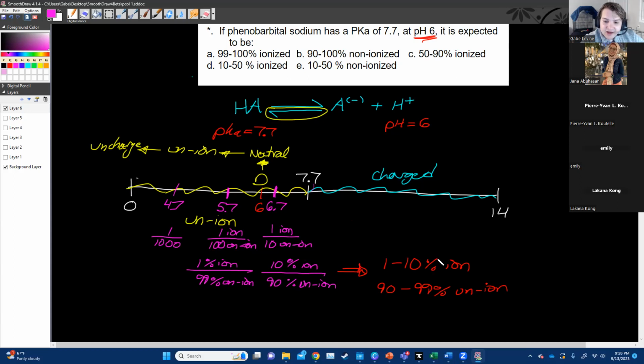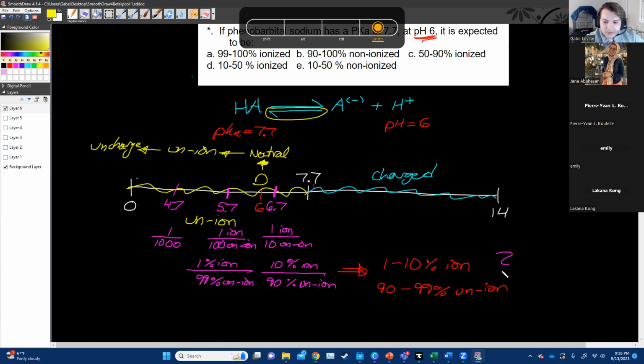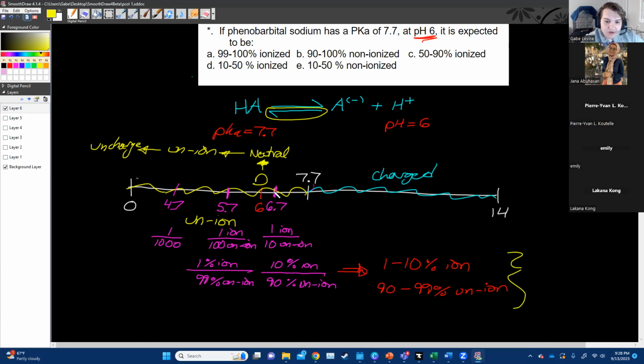So what this has done is it's given us a range and said that at this pH of 6, which falls in between these two values, 5.7 and 6.7, between 1 and 10% will be ionized, and between 90 and 99% will be unionized. Does this make sense? Okay. Great.